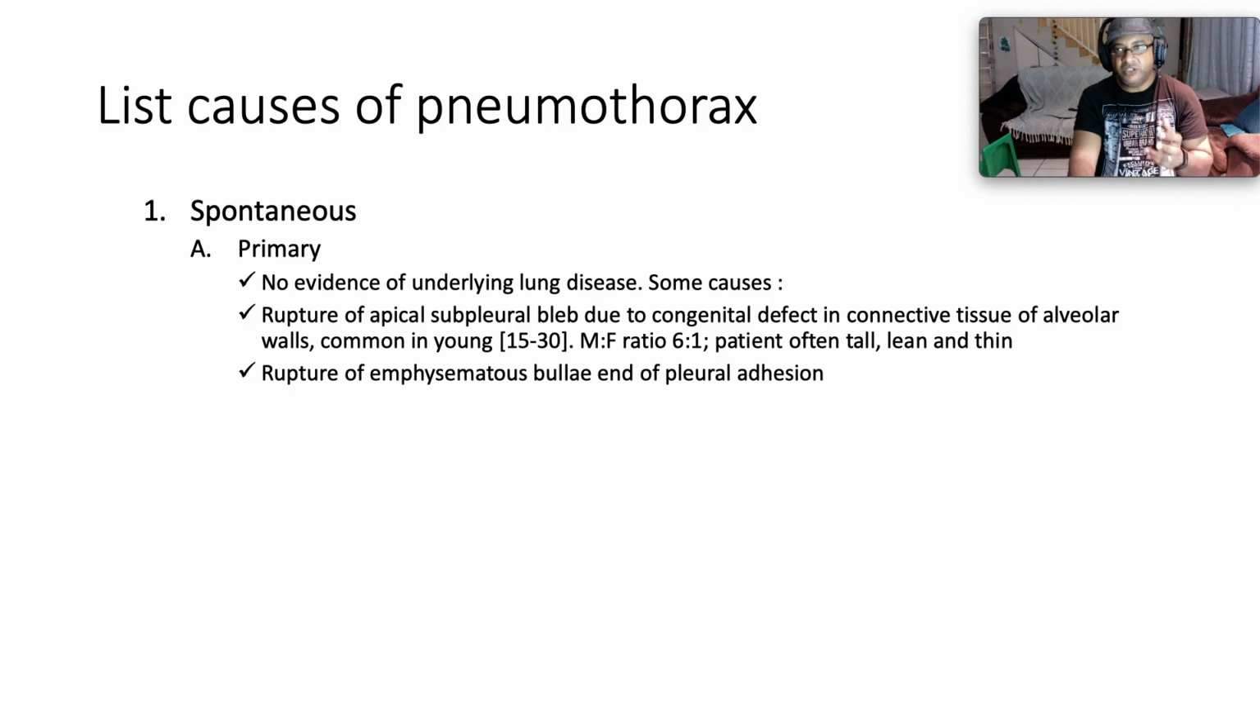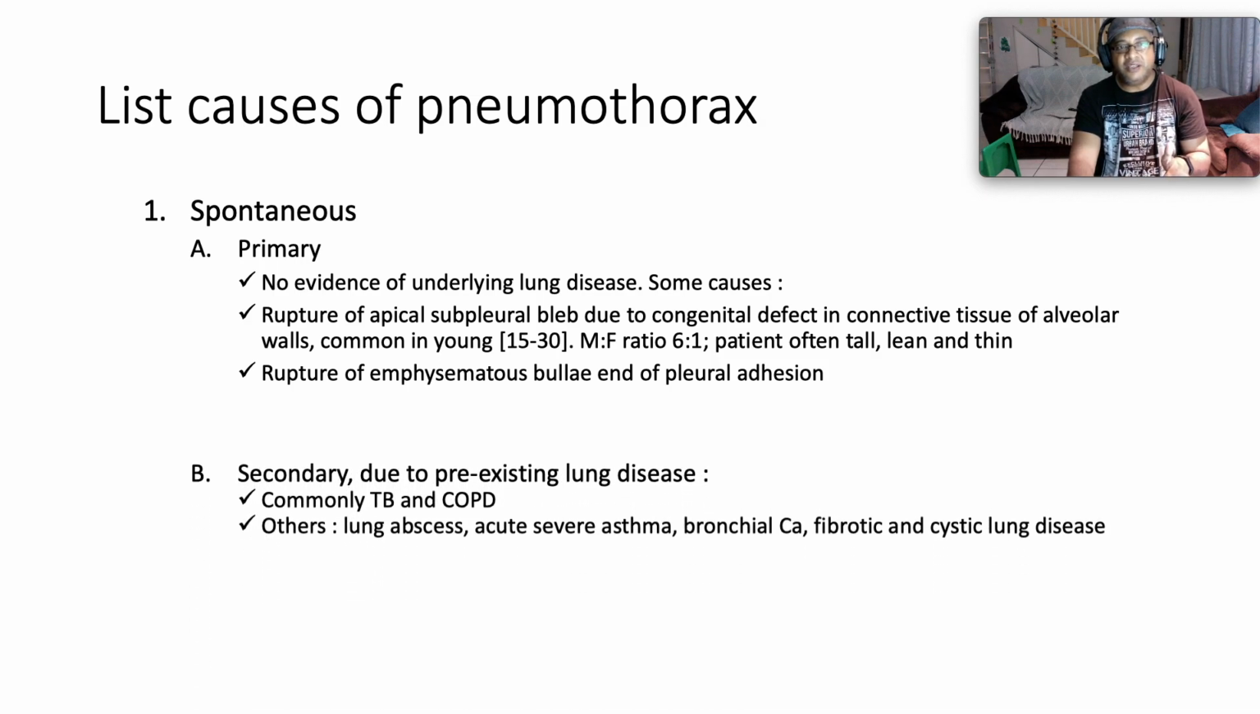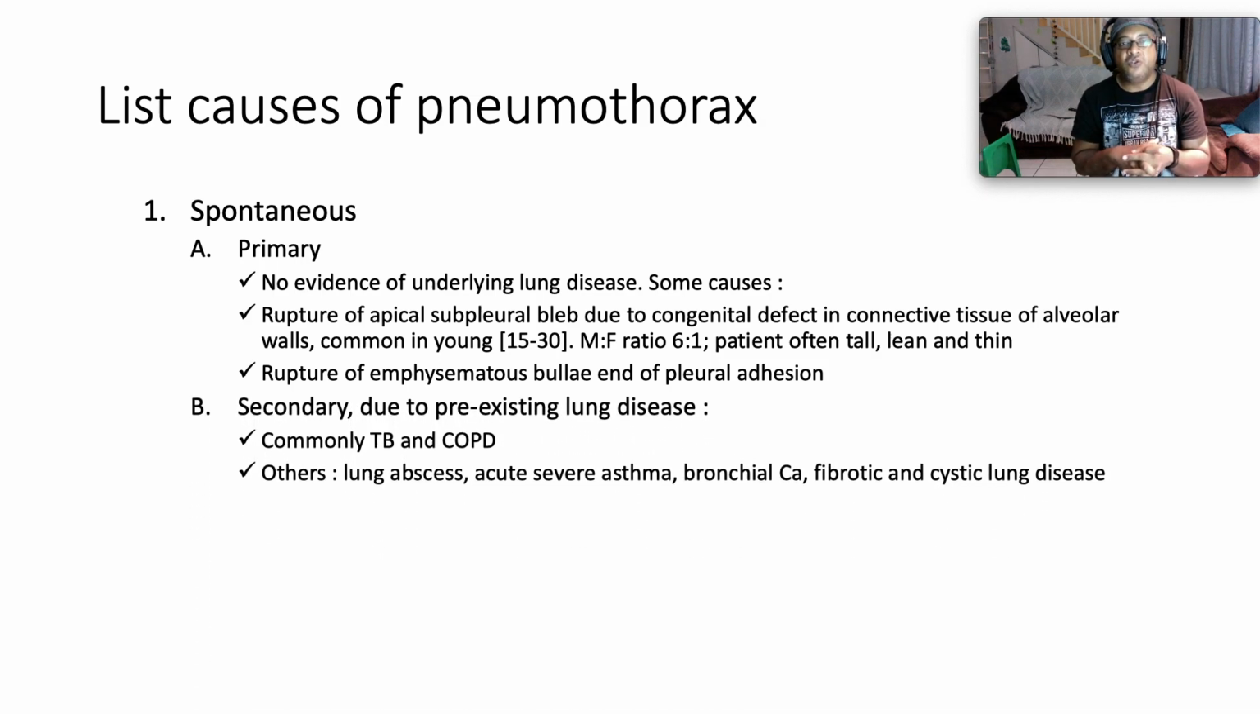So it's partitioned. The first type is spontaneous and the second one is secondary. Spontaneous can be either primary pneumothorax, in which there's no evidence of underlying lung disease, and one cause of that is a rupture of an apical subpleural bleb due to a congenital defect in connective tissue of the alveolar walls, common among the young between 15 to 30 years of age. The male to female ratio is 6:1, so very common in males.